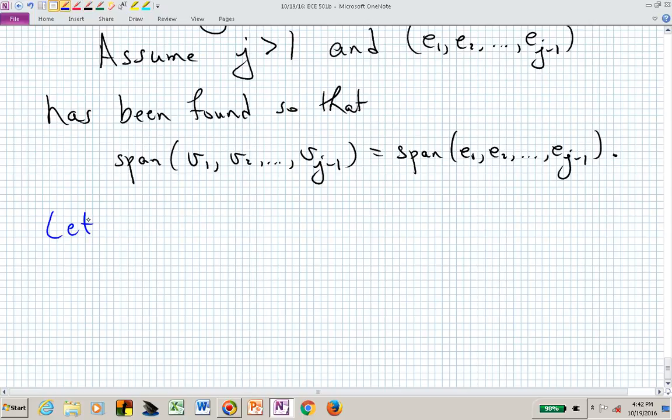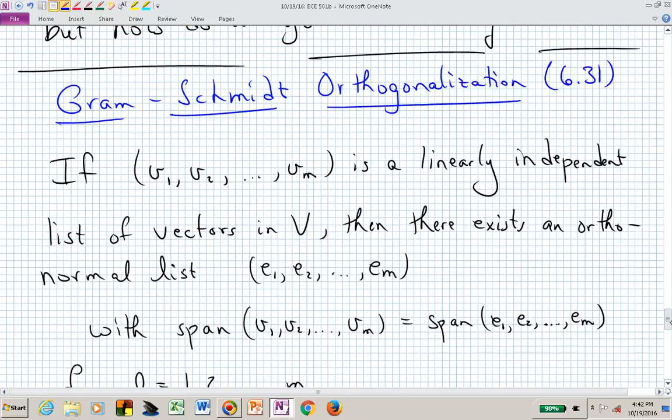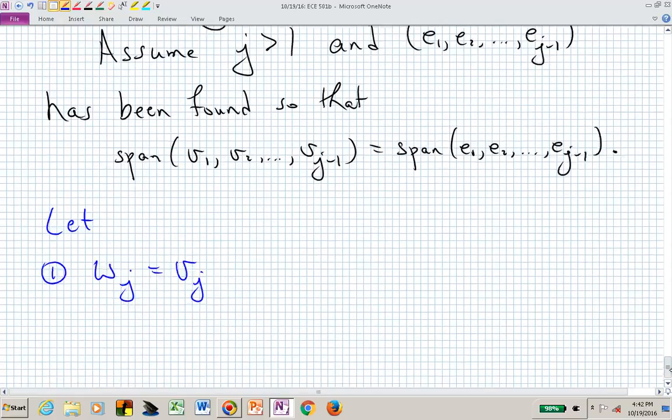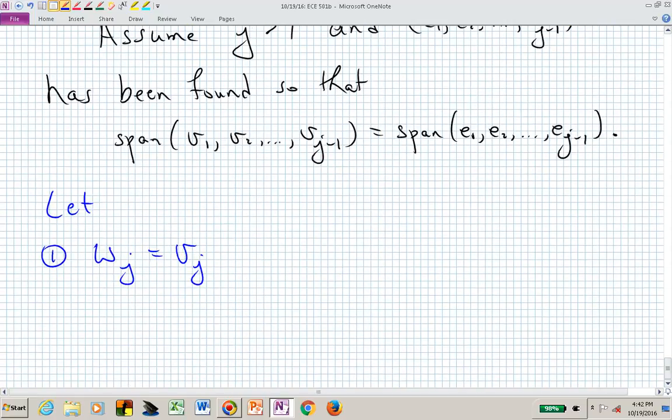And we'll do that really in 2 steps. First, let's define sort of the numerator. We'll call that W. Take the next vector in our linearly independent list of vectors. Let's call that V sub j. And subtract off the component of V sub j in the direction of each of these orthonormal vectors.